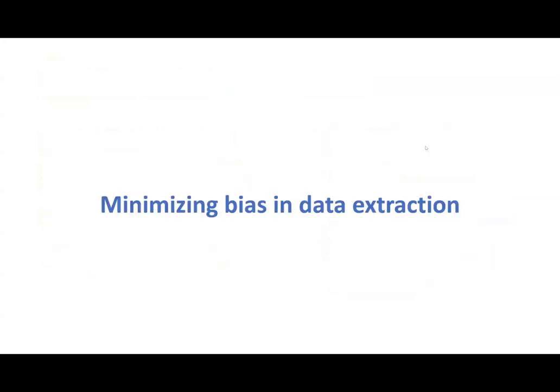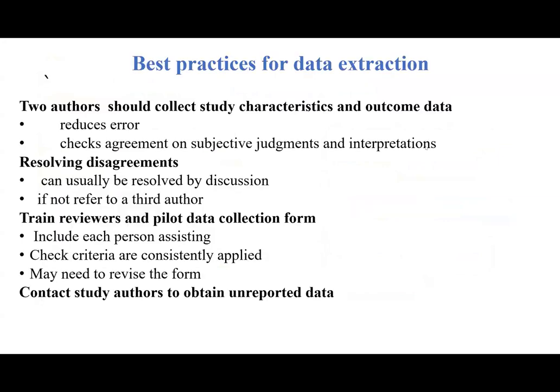So, minimizing bias in data extraction is also very important. How can we minimize the bias in data extraction? The best practice for data extraction is that two authors should collect the study characteristics and the outcome data. If two people are collecting the data, the chances of error will be very low.